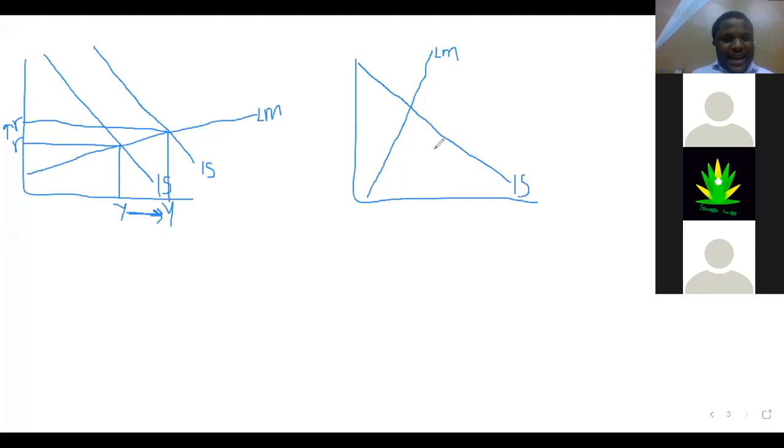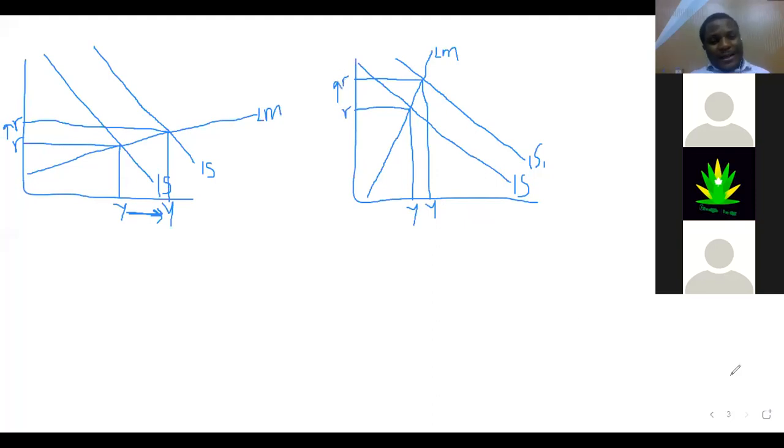Okay, and then let's consider expansionary fiscal policy, and see what happens. On the expansionary fiscal policy, just look at this IS1. Look at what happens to output, and then look at what happens to the interest rate, okay? That validates what I was saying, that for the LM curve, once it's inelastic, the IS curve can no longer be effective in improving output.